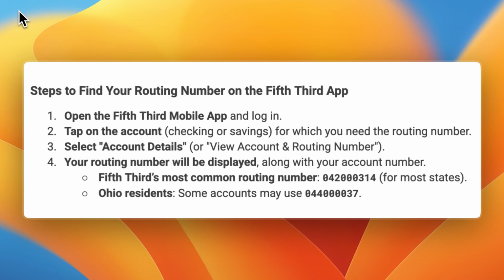The first one is to first open the Fifth Third mobile app, then tap on the account, so checking or savings, for which you need the routing number, and select account details, or view account and routing number. Then your routing number will be displayed along with your account number.